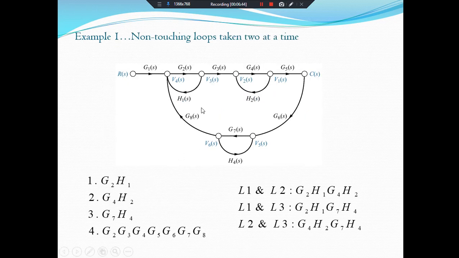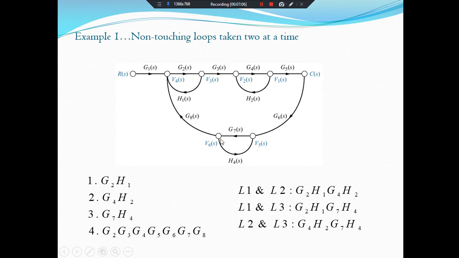So loop 1 and loop 2 means G2 and H1, and loop 2 and G4 H2. These are non-touching loops as they don't have any node in common. So L1 and H2 H1. Okay, any other non-touching loops? These two, this one and this one, are also non-touching loops.